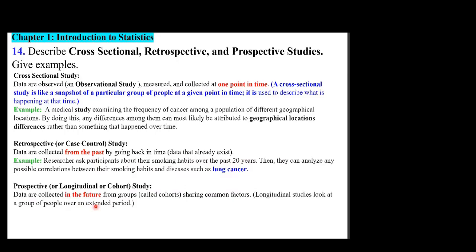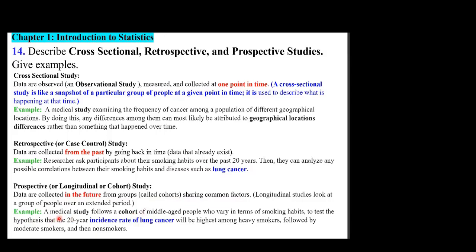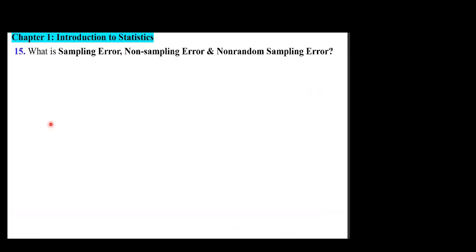Prospective study: data are collected in the future from groups called cohorts, sharing common factors. Here's an example. A medical study follows a cohort of middle-aged people who vary in terms of smoking habits to test the hypothesis that the 20-year incidence rate of lung cancer will be higher among heavy smokers, followed by moderate smokers, and then non-smokers. What is sampling error, non-sampling error, and non-random sampling?